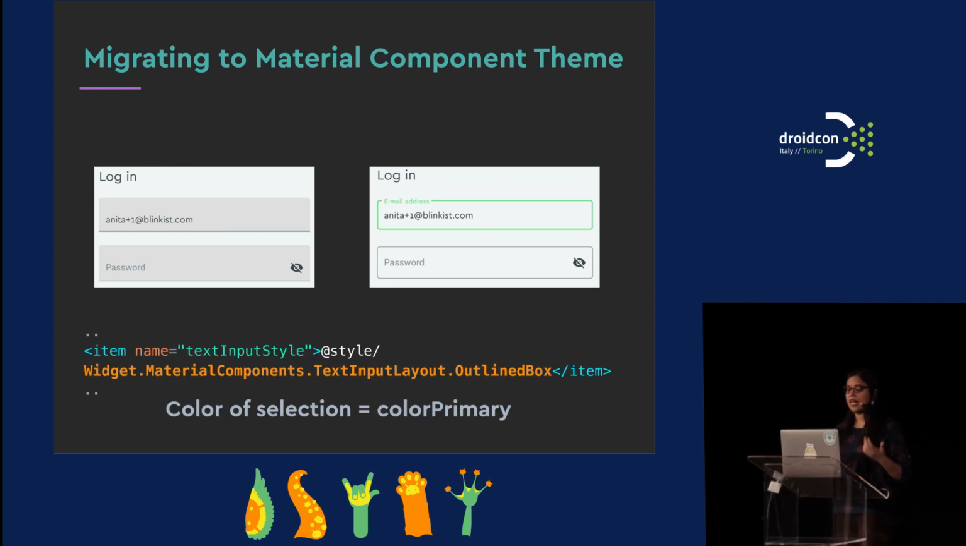And we set it to the outline box style. And we set the color of selection, by default is color primary. So if you want to override this throughout your app, you could use a material theme overlay to do that. So as you can see, we had a few things to change and fix.